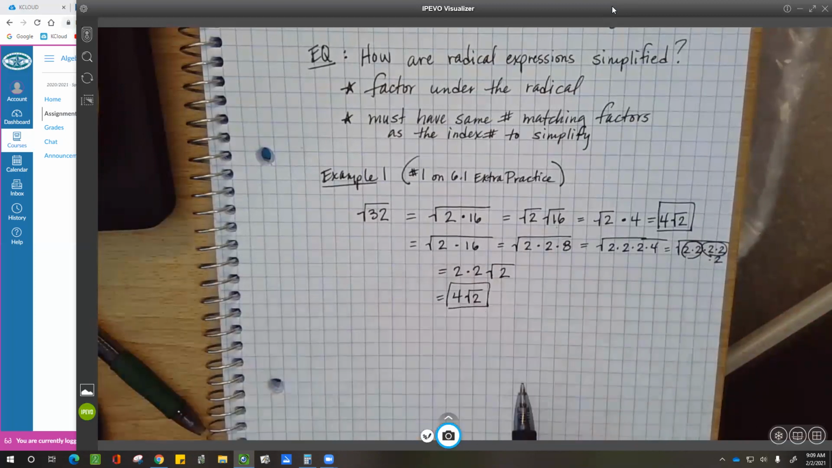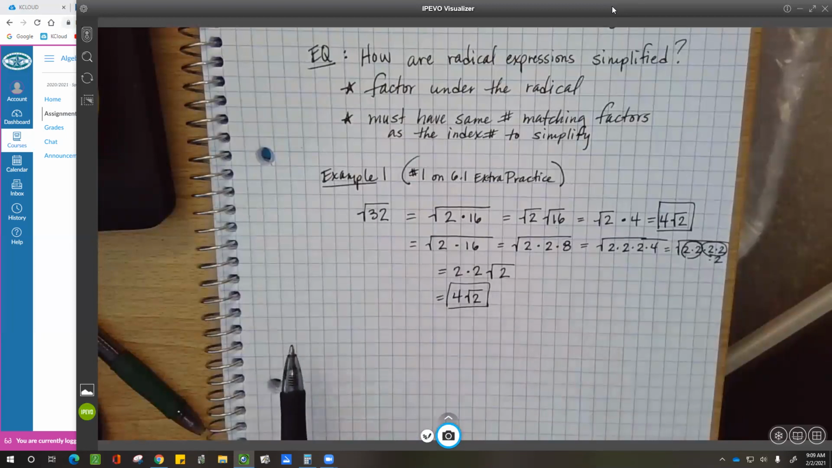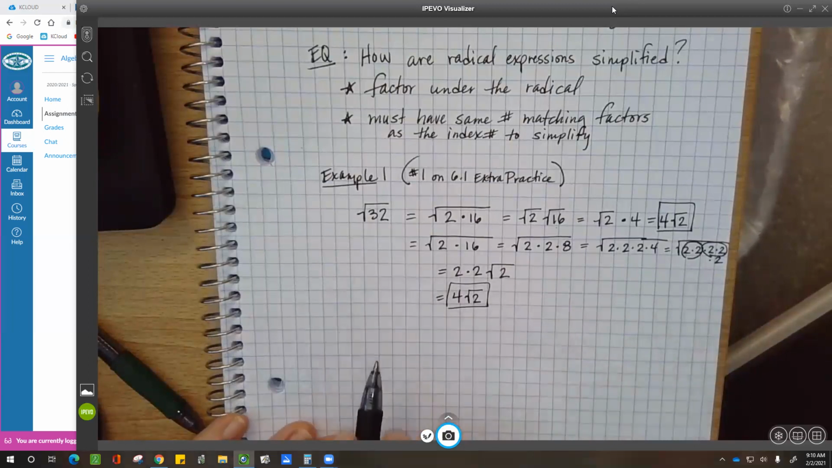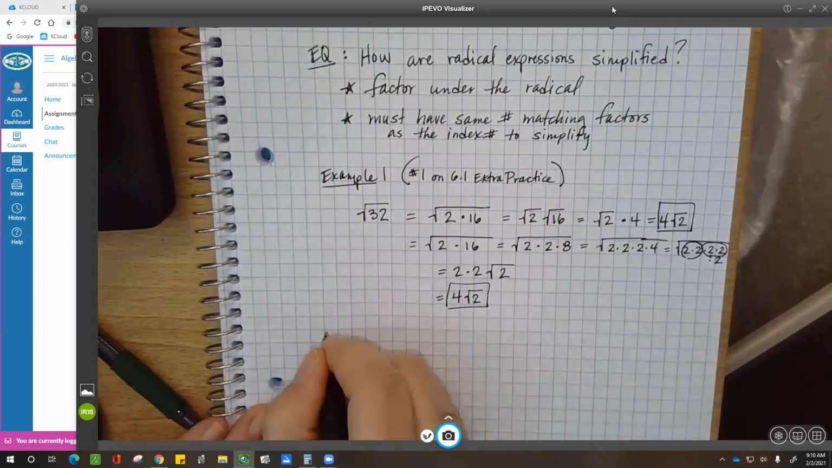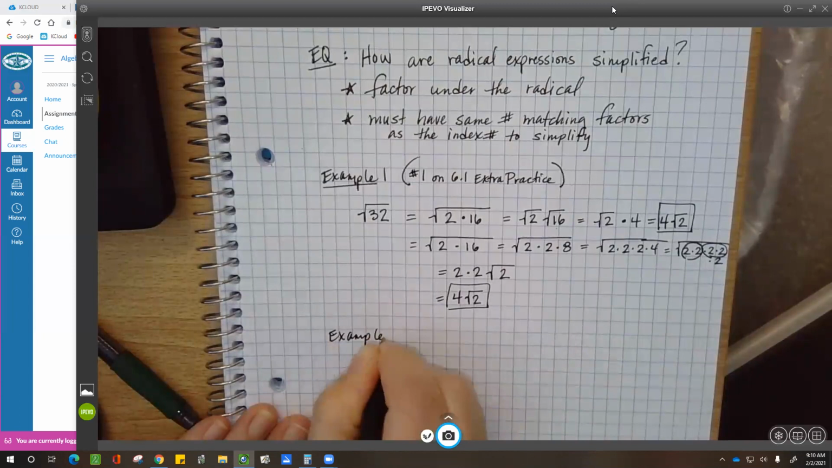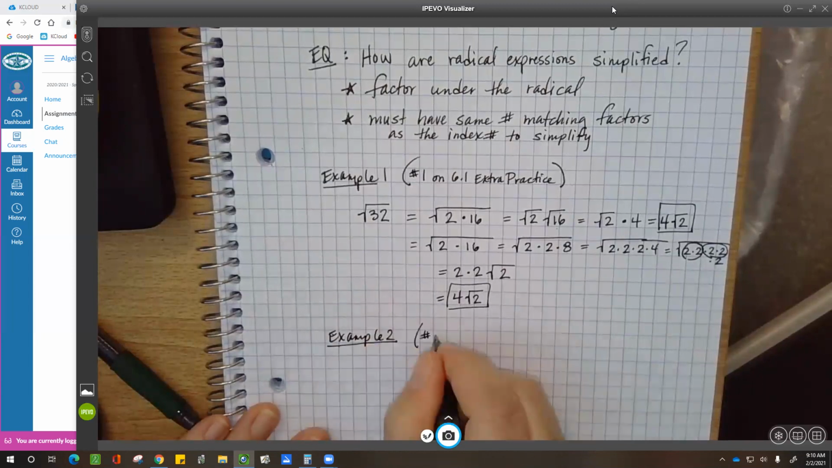You can choose your favorite method, whatever makes more sense to you. If you want to go ahead and break it completely down, that's fine. That may be more reasonable when your index isn't 2, to go ahead and split it completely out as your expression gets more complicated. We're going to work example. Let's look at example 2. And that is from number 3 on that extra practice.